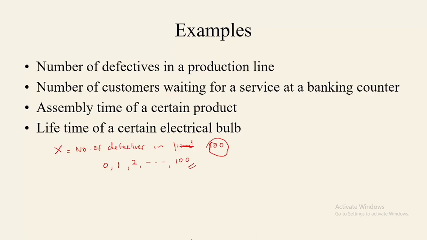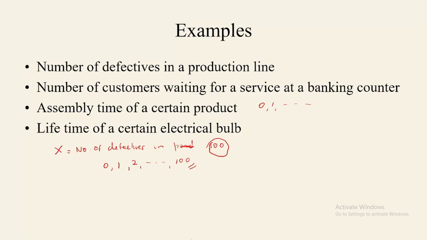Then, number of customers waiting for a service at a banking counter for a half hour period. So this is also similar. If there is a particular lunch hour, how many customers are waiting for service during the lunch hour time? If there are no customers, 0. If there is one customer, 1. So similarly, it will go on.